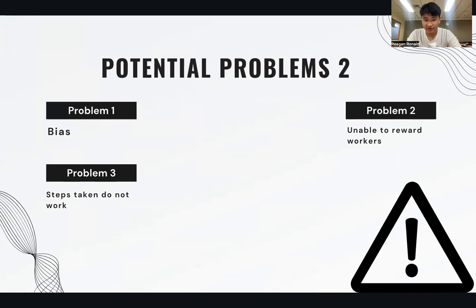Now moving on to potential problems. There are potential problems that could occur. The first problem is that due to better cooperation between managers and workers, there will be bias. Bias will form due to possible friendships being made between managers and workers.